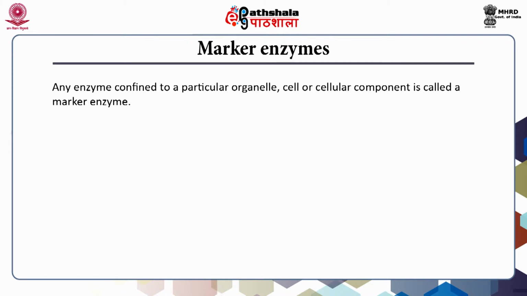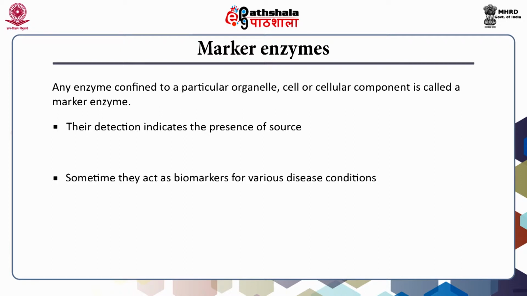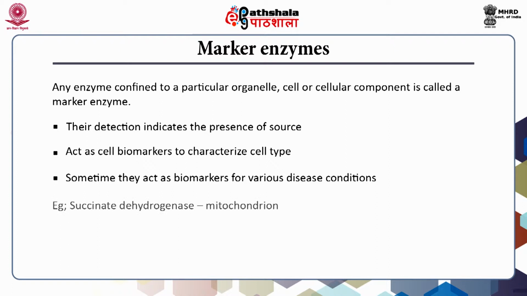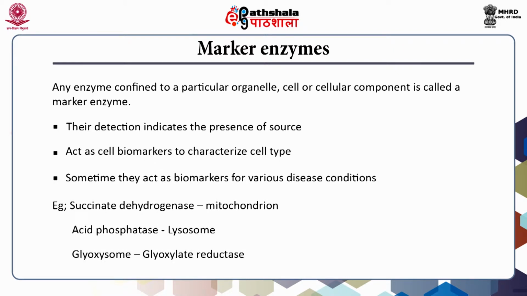Any enzyme which is confined to a particular organelle, cell or cellular component is called a marker enzyme. Being specific, their detection indicates the presence of the source. Marker enzymes are also used as cell biomarkers to characterize a particular cell type, or even sometimes as biomarkers for detecting various disease conditions. Examples: succinate dehydrogenase for mitochondria, acid phosphatase for lysosome, glyoxysomes by glyoxylate reductase enzyme. A detailed list is included as table 1 in the text document.